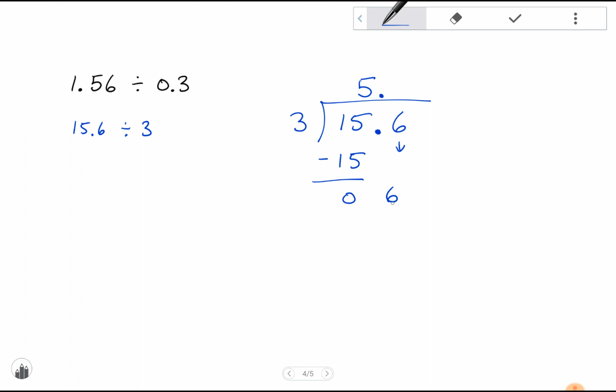How many times does 3 go into 6? 2 times. 3 times 2 is indeed 6. So 6 minus 6 gives us 0. So there's no remainder. And now 15.6 divided by 3 gives us 5.2, or 1.56 divided by 0.3, which was the original question, also gives us the answer 5.2.